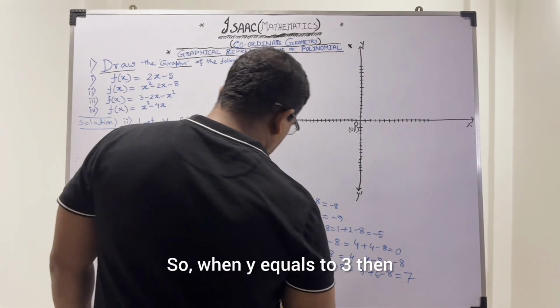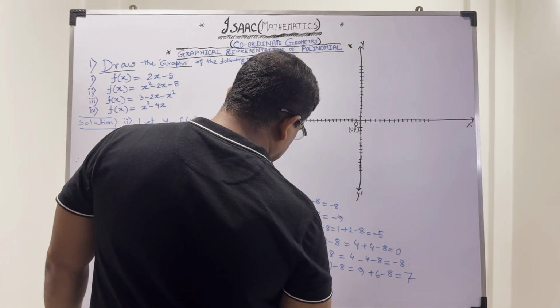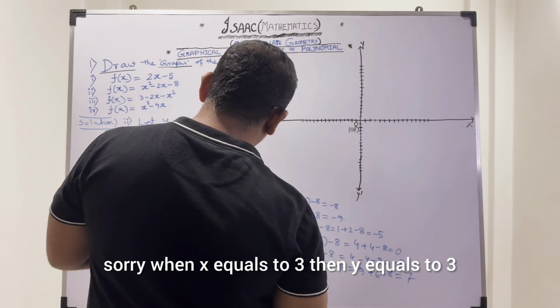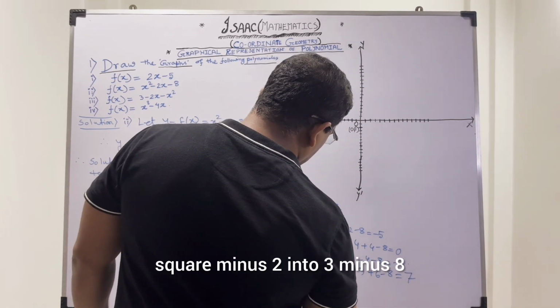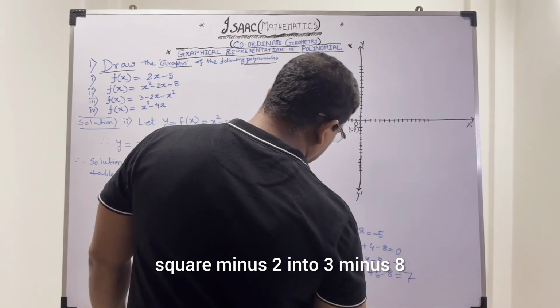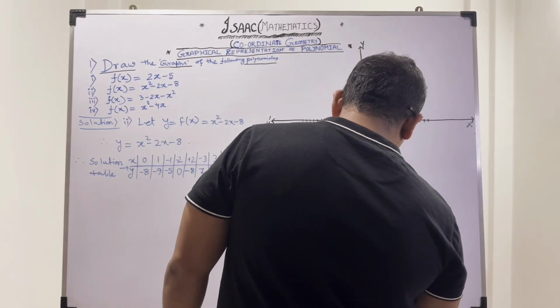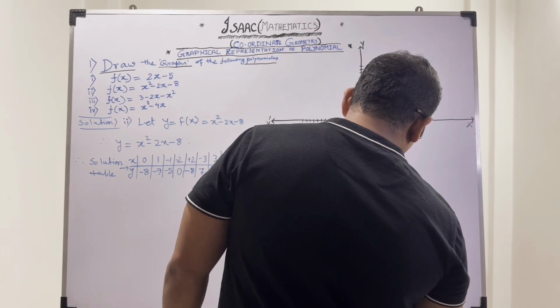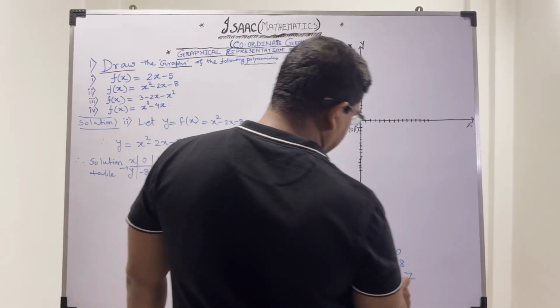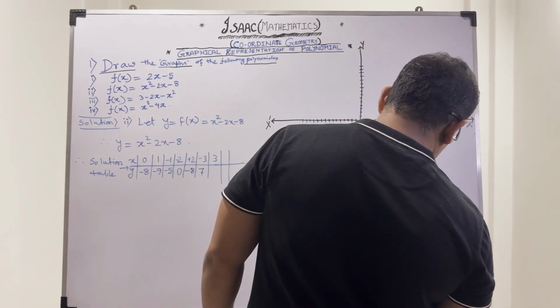When x equals to 3, then y equals to 3 square minus 2 into 3 minus 8. That is 9 minus 6 minus 8. This will give minus 5.